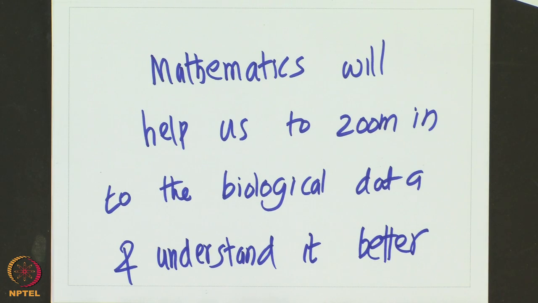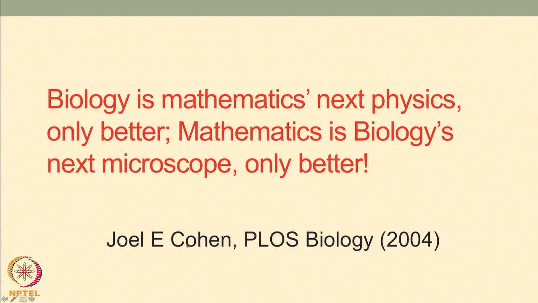That's the second part. So there are two parts. One says biology would help mathematics, that is for mathematicians, but for biologists it says that mathematics is like the next microscope that would revolutionize our knowledge. This is an interesting article written by Professor Joel Cohen. I suggest that you Google search these precise words and read it.